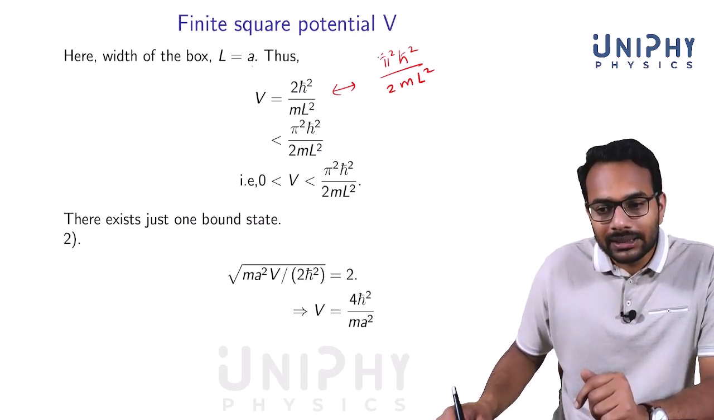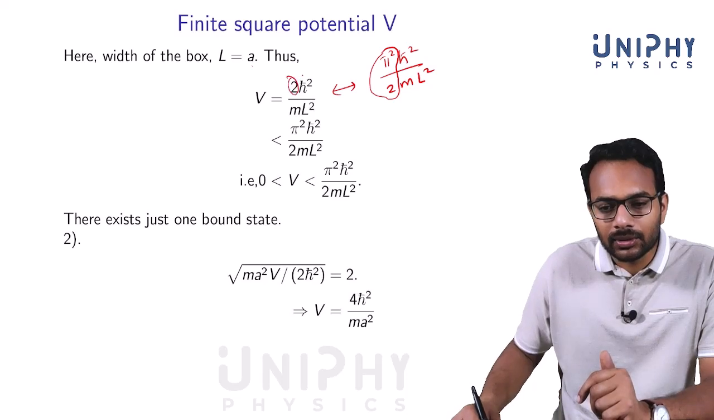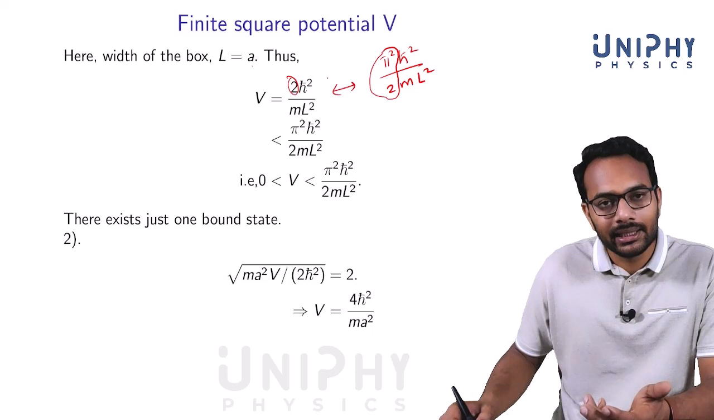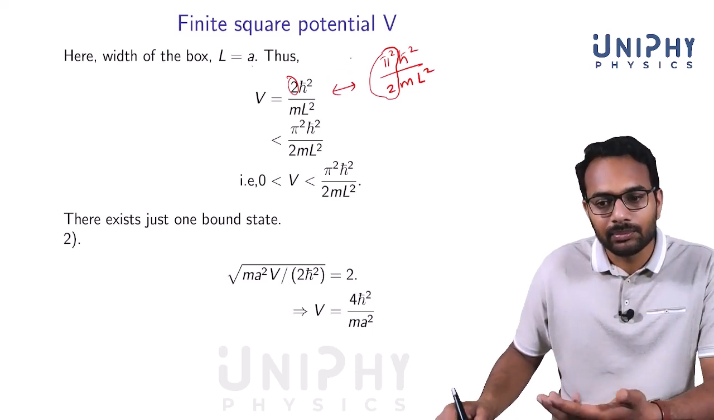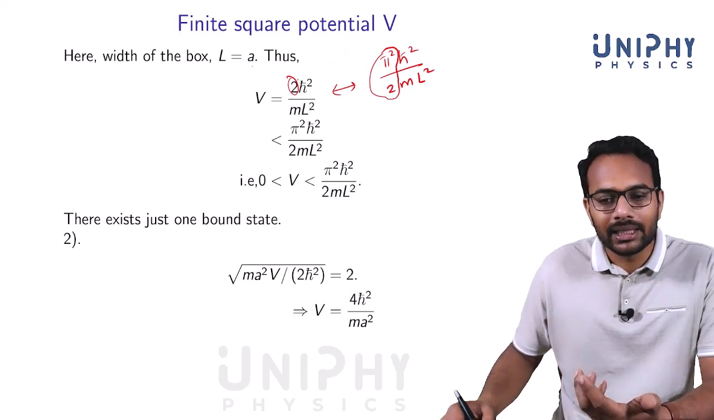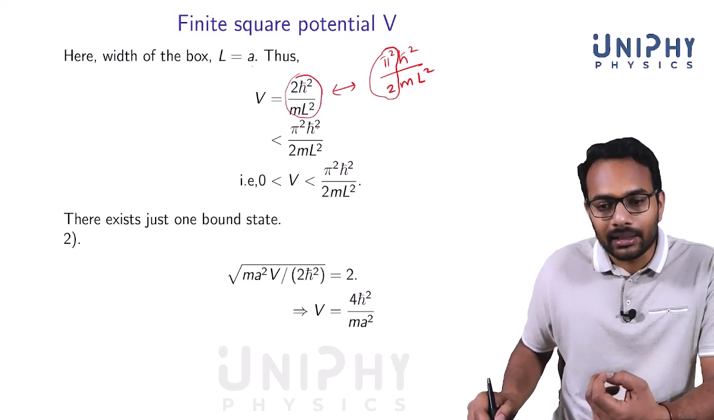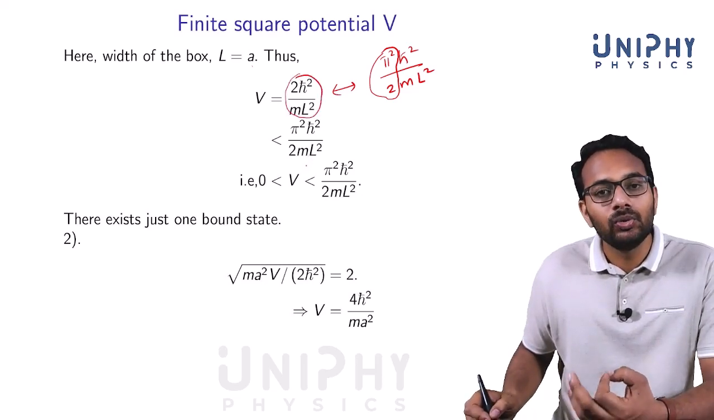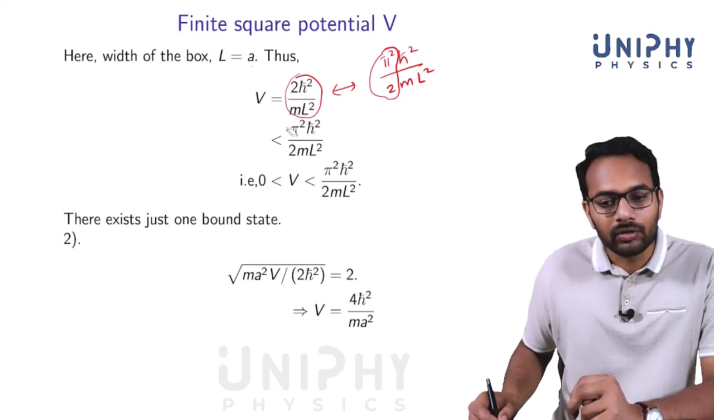You see that there's a pi square by 2 here and a 2 there, so they differ only by this factor. Pi square by 2 is actually greater than 2, isn't it? Because pi square is 3.14 square, and divided by 2 it is greater than 2. So we see that the potential energy is less than pi square h cross square divided by 2mL square. So here n is equal to 1, so the number of bound states is 1.